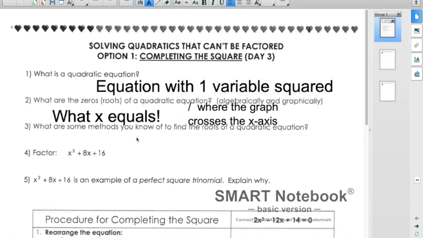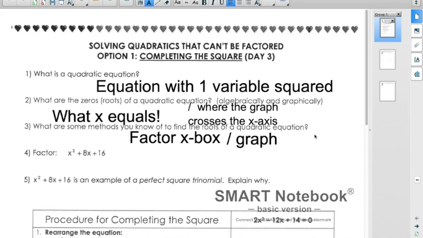Part 3, what are some methods you know of how to find the roots of a quadratic equation? We typically factor it with the x-box. Or, if we were so inclined, we could graph it as well and see where it crossed the x-axis. We haven't done that, but it's more important to focus on how to do it algebraically, because that's usually how they ask you to do it.